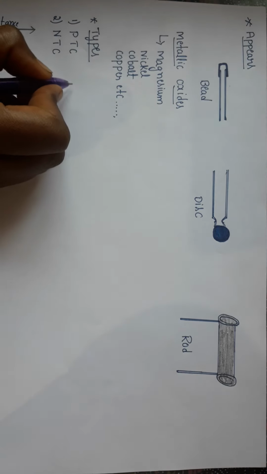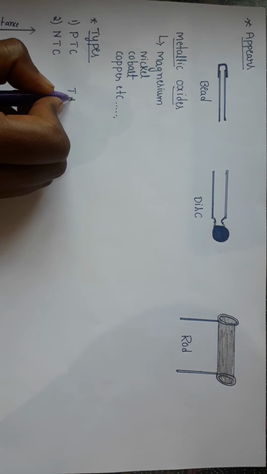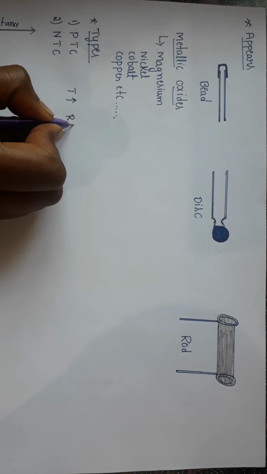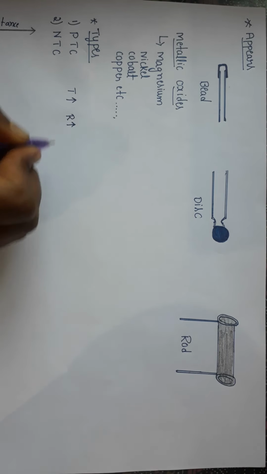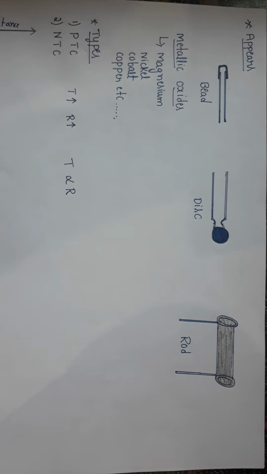The first one, PTC. What do you mean by PTC or positive temperature coefficient? Here, as the temperature increases, the resistance also increases. That means temperature is directly proportional to resistance. In case of PTC, temperature and resistance are directly proportional to each other. If the temperature increases, the resistance also increases. If the temperature decreases, resistance also decreases. It is in case of positive temperature coefficients.